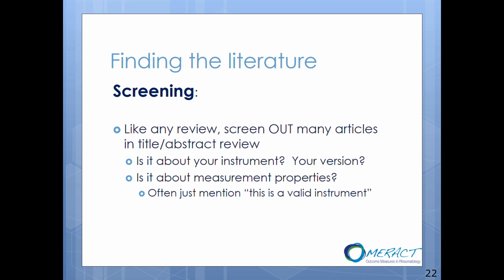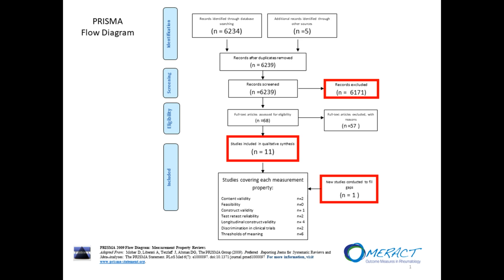So first we have to do some screening, and like any review, you screen out many articles by looking through the titles and abstracts. Is it about your instrument, your version? Is it about a measurement property? Or, as I mentioned, is it just something saying, oh, this is a valid instrument? So you want to exclude those and include when it's really about a measurement property study.